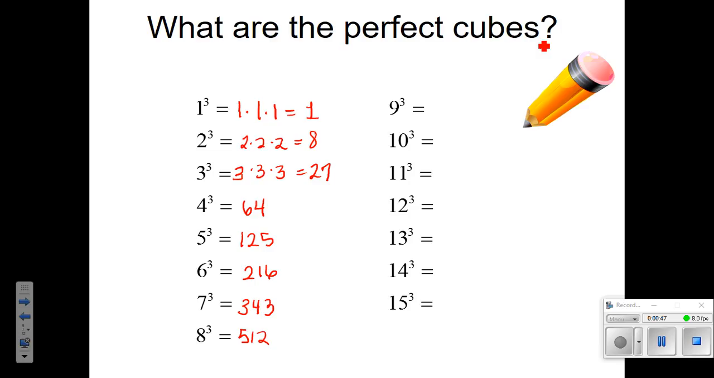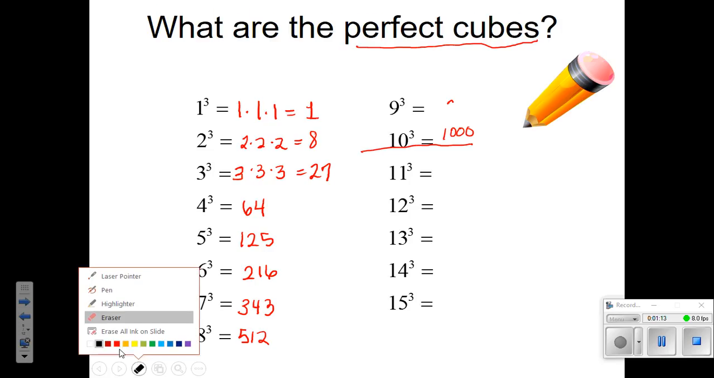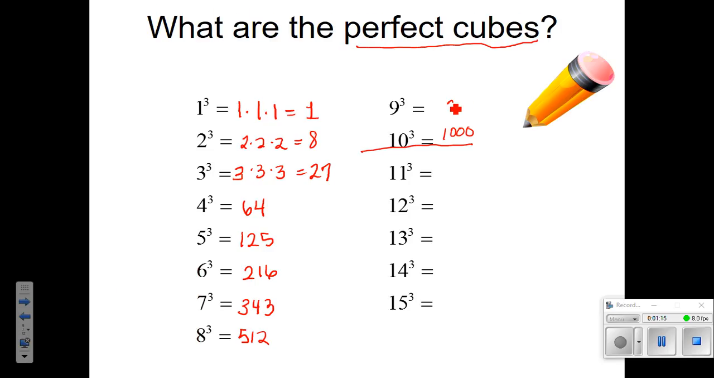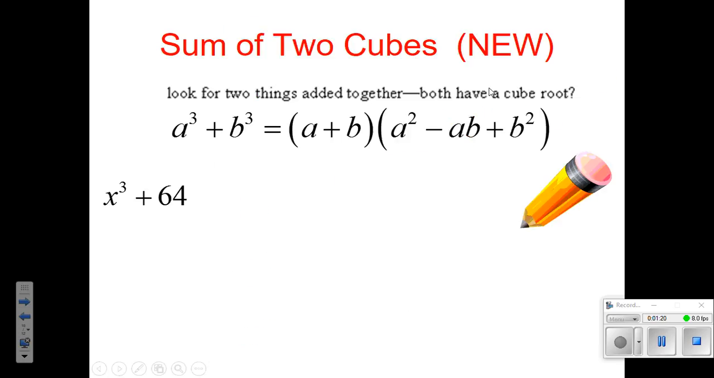Those are perfect cubes. So I want you to get used to these values and know at least up to 10 cubed, which is 1,000. 9 cubed is 9 times 9 times 9, which is 729. Okay, so if we know what the perfect cubes are, then we can go ahead and factor by using the sum and difference of two cubes.